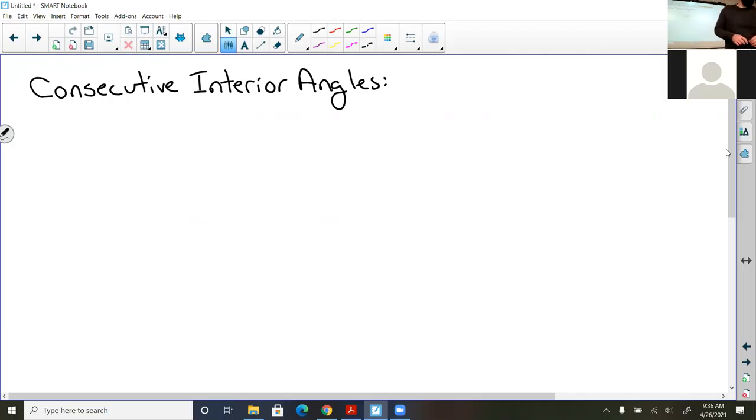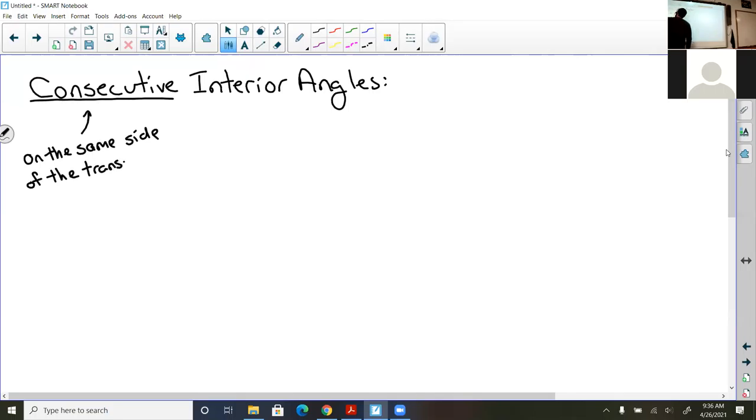So consecutive interior angles. The consecutive part is going to mean on the same side of the transversal. The fact that it's interior means we're only going to be talking about interior angles. So I want to look for interior angles that are on the same side of the transversal. I'll write that out as one clean statement: consecutive interior angles are interior angles located on the same side of the transversal.